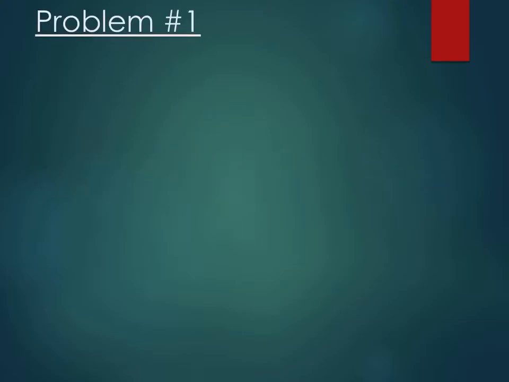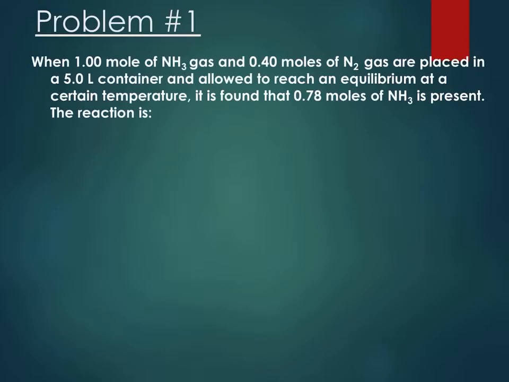Okay, so just for problem number 1 today, we have 1 mole of ammonia gas and 0.4 moles of N2 gas placed in a 5-liter container and allowed to reach equilibrium. So again, in this case, you're given moles and you're given liters, so you can calculate concentration. We're reviewing that from grade 11. Okay, you don't always have to do that.